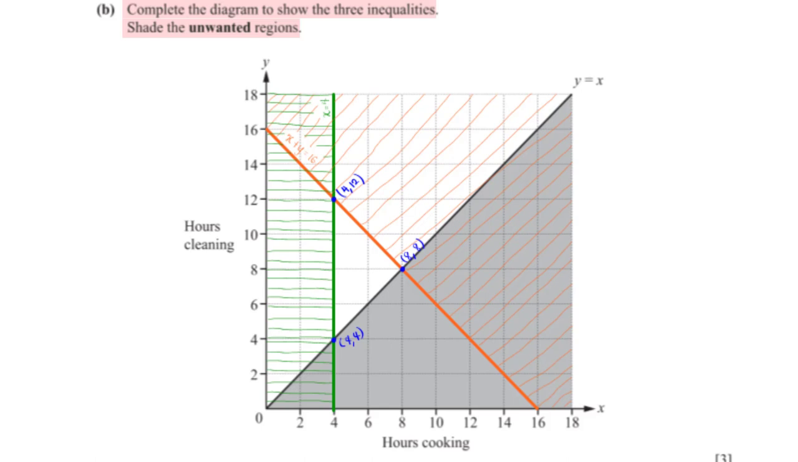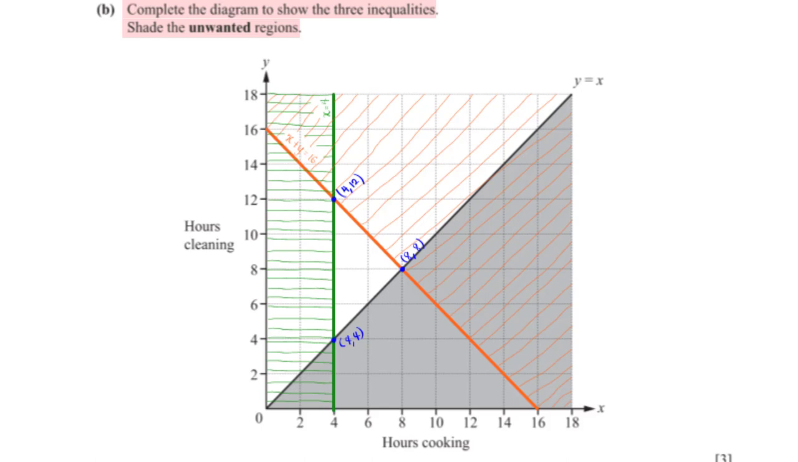For the first inequality, since we have y is greater than or equal to x, then it means that the wanted region is above the line y is equal to x. And so the unwanted region will be below the line y is equal to x. And this has already been shaded. For the second inequality, since we have x plus y is less than or equal to 16, it means that the wanted region is below the line x plus y is equal to 16. And so we are going to shade the region above the line x plus y is equal to 16.